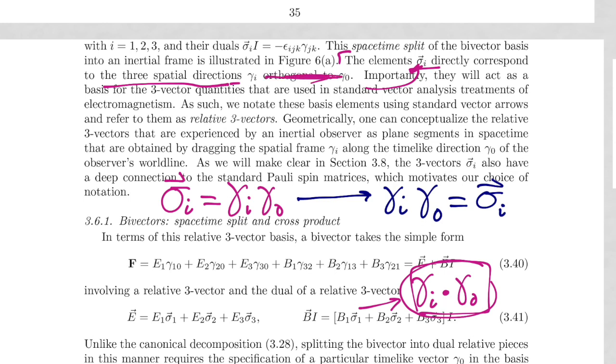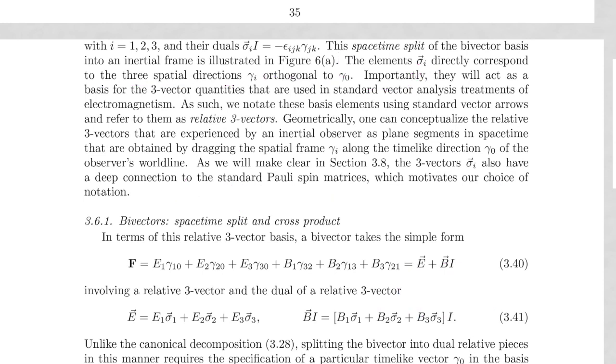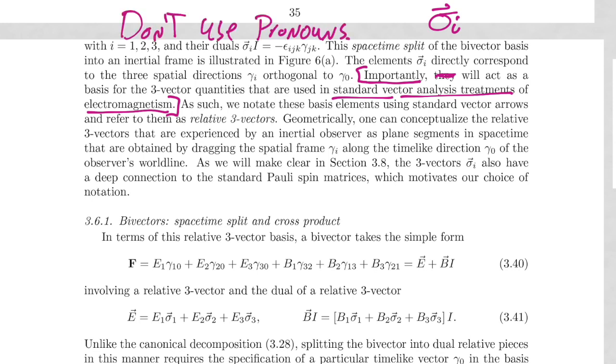All right, so let's read the next sentence. The next sentence begins with the word importantly. And when you see that word importantly, big trigger, okay? Importantly, they will act as a basis for the 3 vector quantities that are used in standard vector analysis treatments of electromagnetism. Okay, so before we dive into the sentence, what the heck is they? They, of course, is sigma I. And here's a big tip. Don't use pronouns.